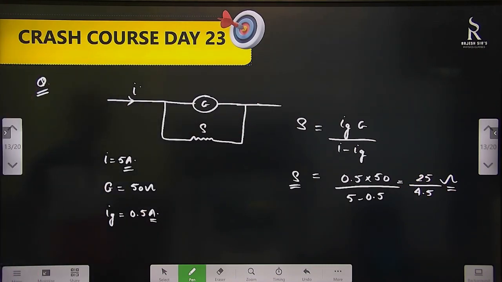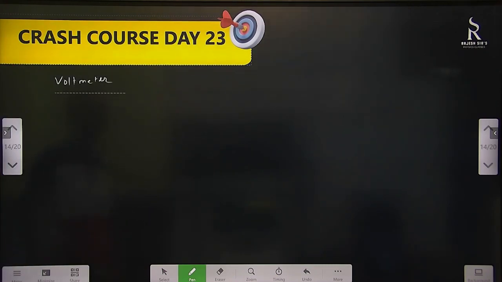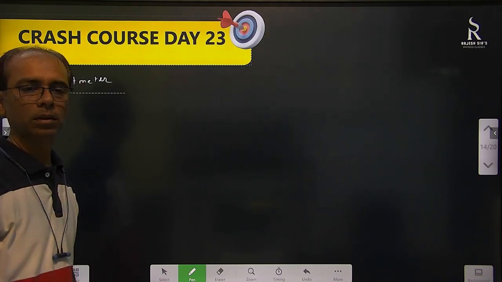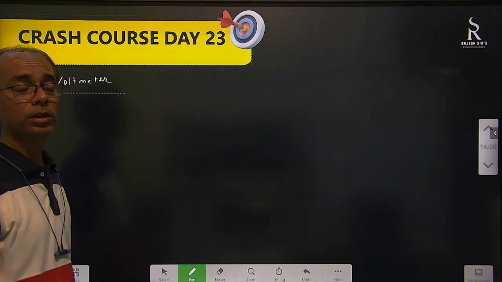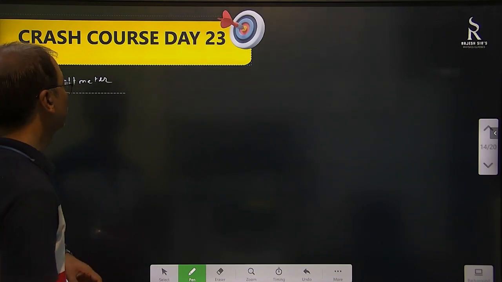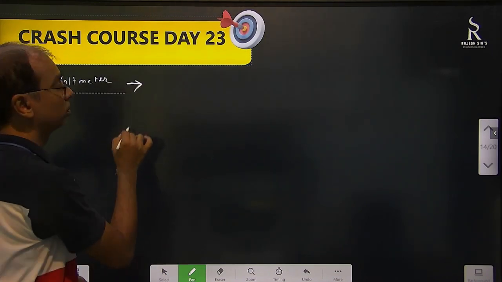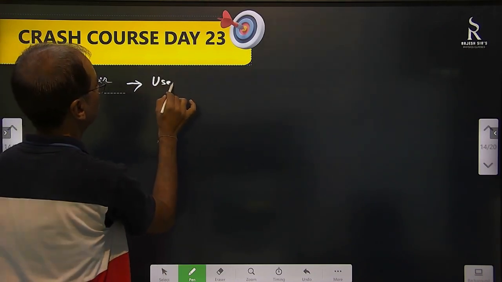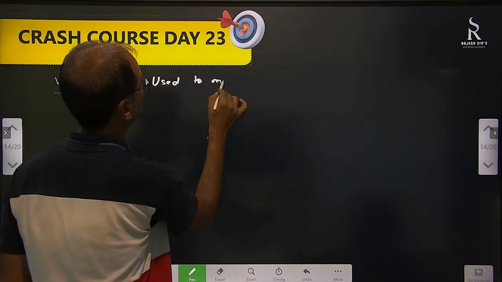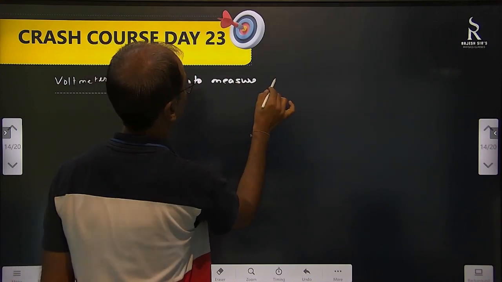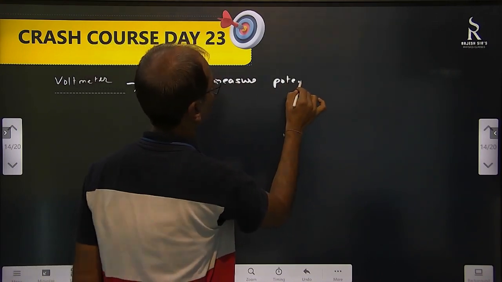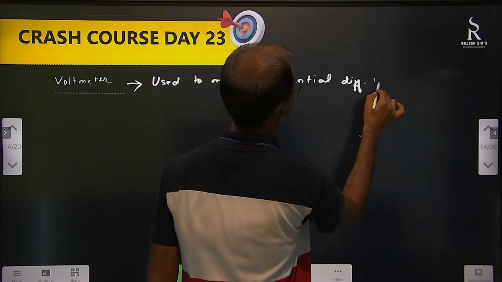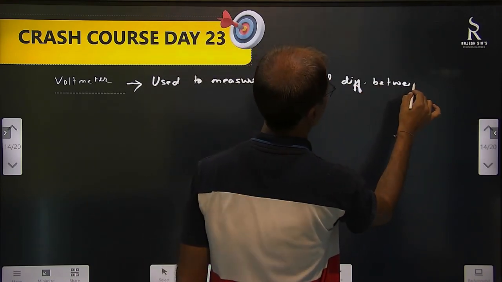In the same way, the voltmeter is also there. A voltmeter is also constructed from a galvanometer only. And the galvanometer, in the voltmeter's case, has to measure the potential difference between 2 points. Where is it connected?